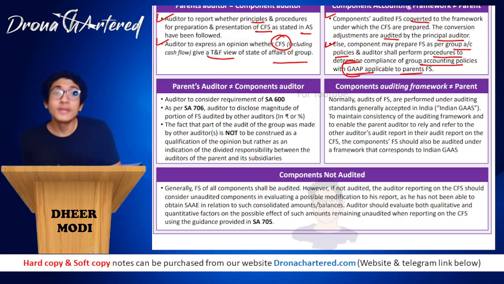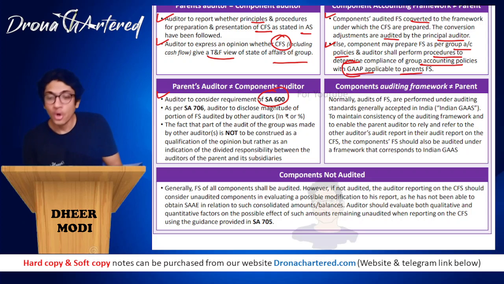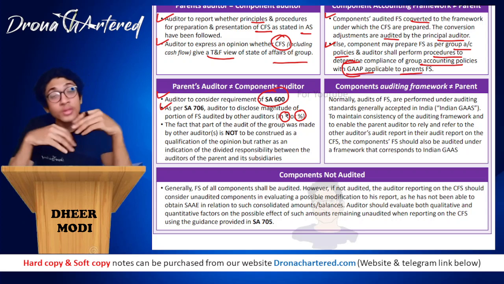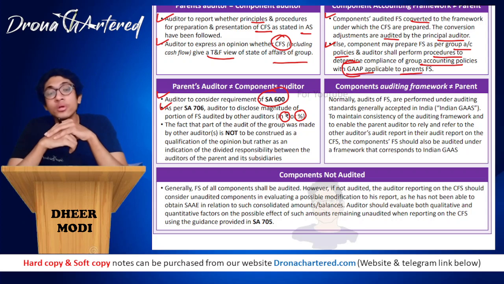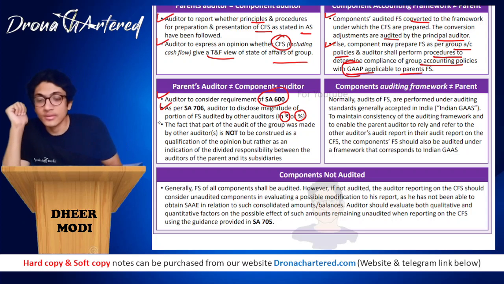Now, if your parent's auditor is not the component's auditor, the auditor has to consider the requirements of SA 600, of course, because since the auditors are different, you will have to use the work of another auditor. Then as per SA 706, the auditor has to disclose the magnitude of the portion of financial statements audited by other auditors, either in rupees or percentage. That means when you make the CFS, you can say that 30% of this CFS has not been done by me. It is audited by the component's auditors. It is not my responsibility. Therefore, you can state this as per SA 706.